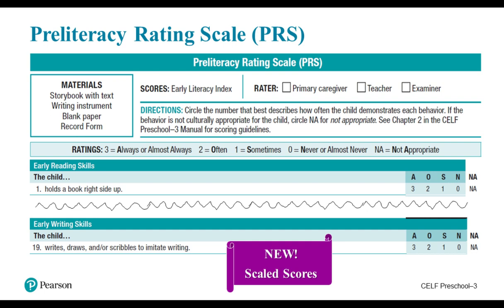The early writing skills, of course, look at the child's ability to use a pencil or crayon to write or scribble, but then to write their name and maybe to write simple words for the older children. This scale is similar to what you saw for the Pragmatics Profile, in that you're doing a rating: the child always or almost always does some of these skills, often, sometimes, never or almost never does those skills, or that it would not be appropriate for some reason for the child to do that skill.